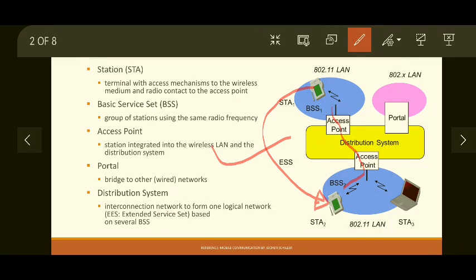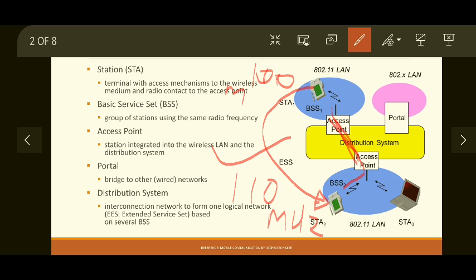I said this is possible, although this radio frequency is, let's say, 10 megahertz or 100 megahertz for example, and this is 110 megahertz, still they will be able to communicate because of presence of wired network, that is access point, distribution system to another access point. We will see what type of protocols will be required for making this communication possible.